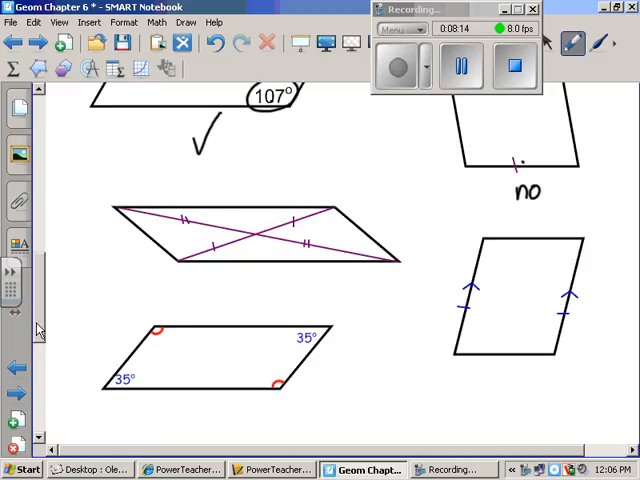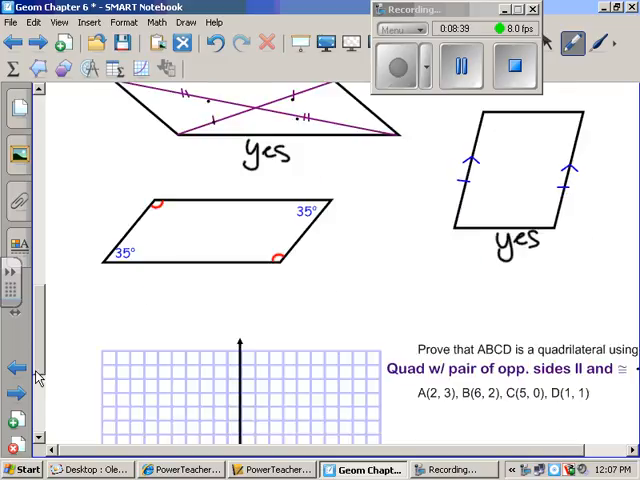Okay? In this one, we have diagonals that bisect each other because this side's equal to this side and this side's equal to that side, so yes. Here, we do have one set of parallel sides and congruent sides, so it is a parallelogram. Okay, and here we have opposite angles congruent, right? 35 and 35, they're congruent. These two are marked congruent, so since opposite sides are congruent.